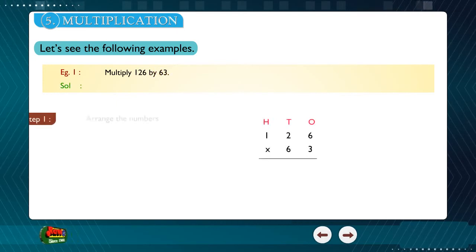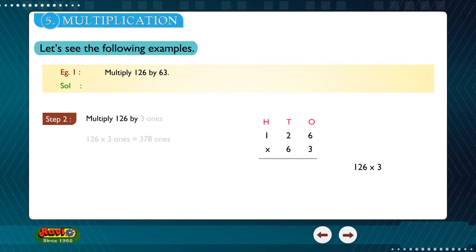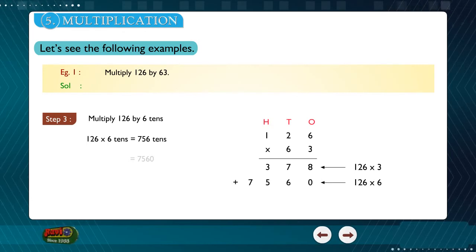Solution. Step 1. Arrange the numbers. Step 2. Multiply 126 by 3 ones. 126 into 3 ones is equal to 378 ones. Step 3. Multiply 126 by 6 tens. 126 into 6 tens is equal to 756 tens is equal to 7560.